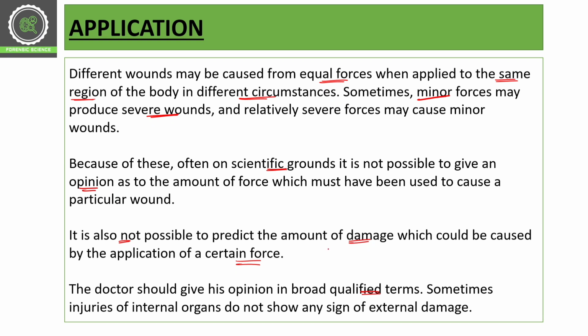Sometimes injuries of internal organs do not show any signs of external damage. Yes, this happens a lot. Sometimes we think that the person looks completely normal and might not have any injury, but you might have heard that a person had internal bleeding or some internal damage, right? Internal damage sometimes does not show up on the external body. That's why it is hard to say that if a person looks completely fine from the outside, nothing is wrong inside. It can happen.